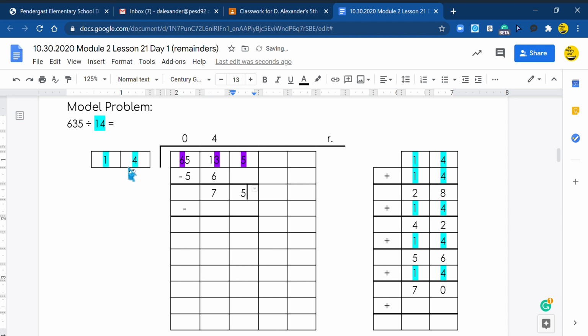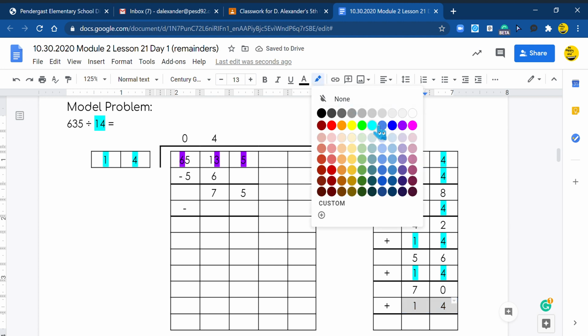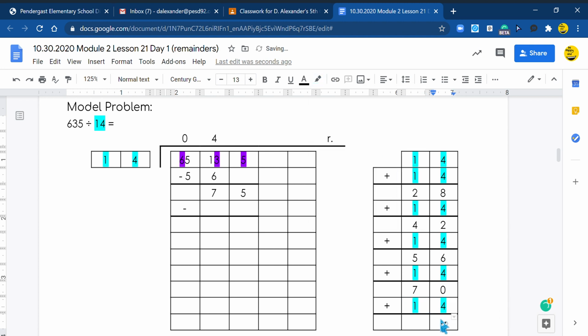Now I'm going to look. Can 14 go into 75? If so, how many times? You're right. Go to our repeated addition and see what we have. I'm going to quick add 14 one more time just in case it can go into 75. But if you're looking at it right, you're going, Mrs. Alexander, 5 more give you 75 out of the 70, and 14 is bigger than 5. You're right, but I always like to check just in case.